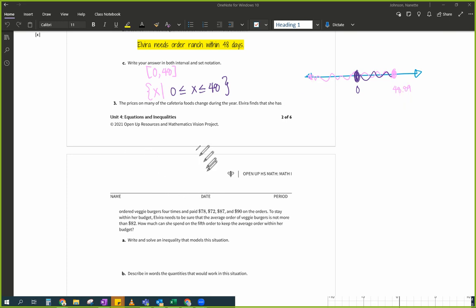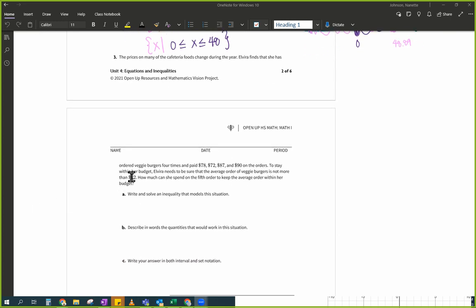Okay. It says the prices of many cafeteria foods change during the year. Elvira finds that she has ordered veggie burgers 4 times and paid $78, $72, $87, and $90 on the orders. To stay within her budget, Elvira needs to be sure the average of the veggie burgers is not more than $82. How much can she spend on the 5th order to keep the average within her budget?